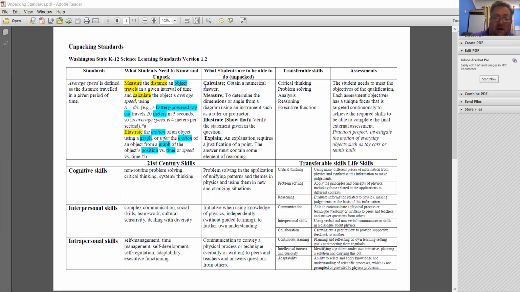Explaining, same thing, requires a justification of a point, which could also be used in conjunction with the formula. You need some sort of verbal or written explanation. The transferable skills are critical thinking, of course, problem solving, analysis, reasoning, and the executive function.